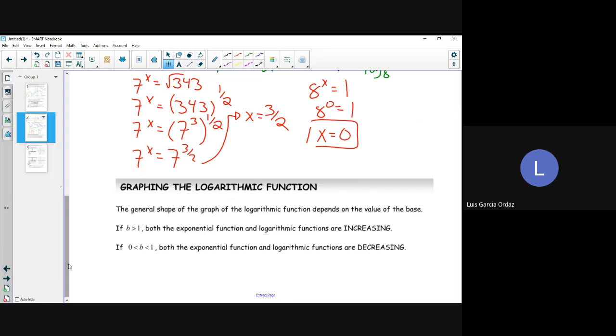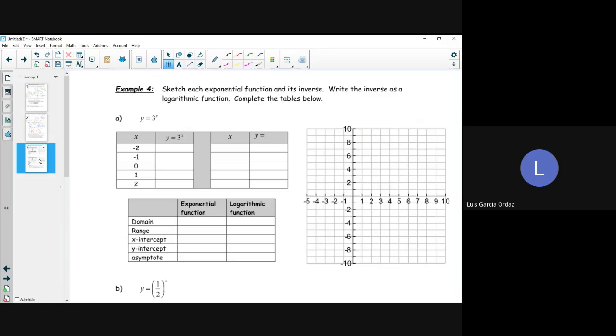So we're going to graph some logarithmic functions. So the first one we have is 3 to the power of x. So we're going to type in all our x values, and then we're going to have our y values, and we're going to write its inverse. So based off of the definition, when we have the exponential form, what is the inverse of the exponential form?